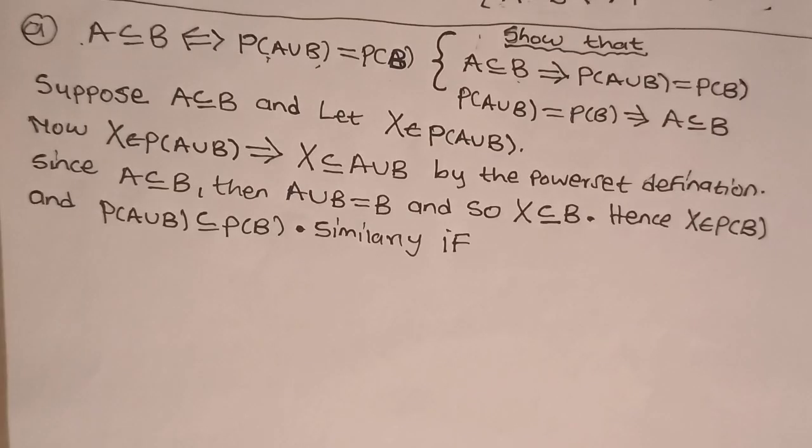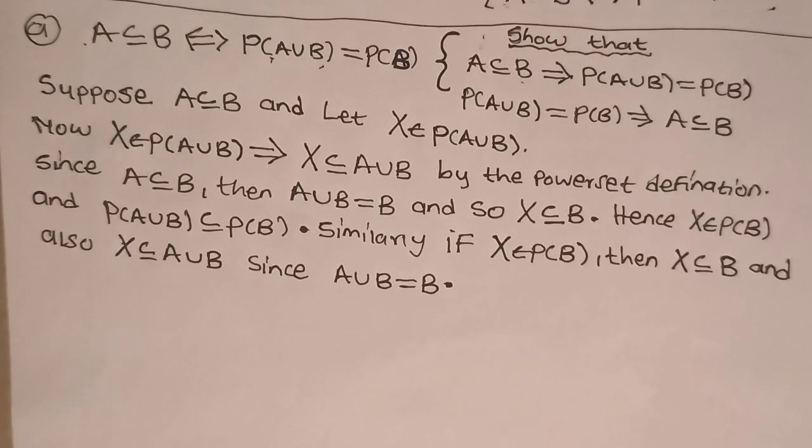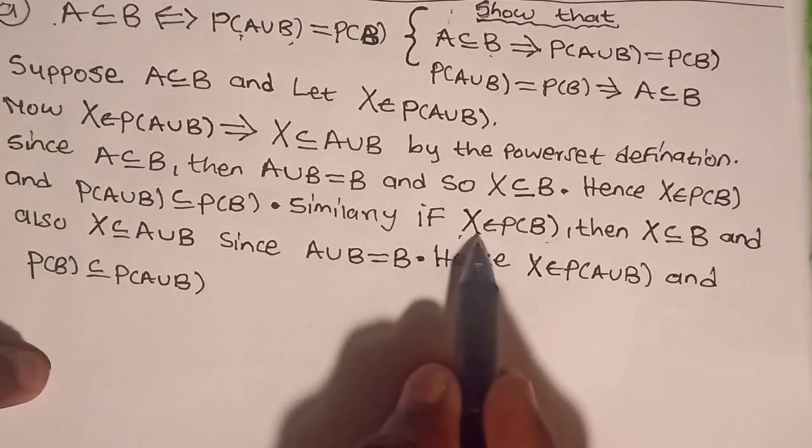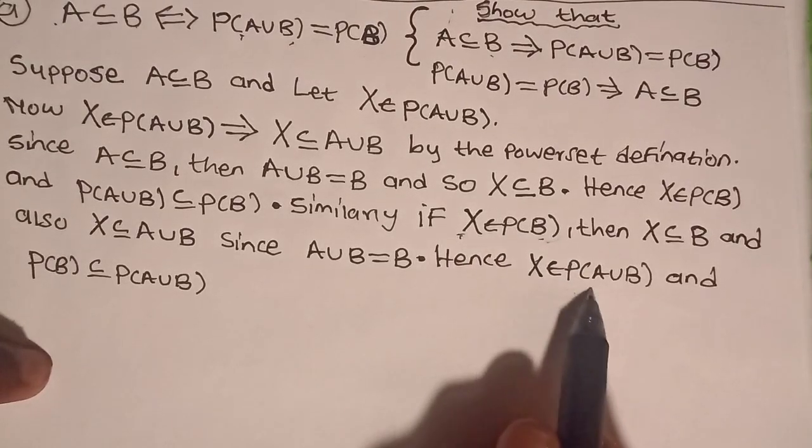Similarly, if X is an element of the power set of B, then X is a subset of B, and so it will be a subset of A union B, since we know that A union B is the same as B. Hence, X is an element of the power set of A union B. And this also implies that the power set of B is a subset of the power set of A union B, since we're able to show that if X is in the power set of B, it will be contained in the power set of A union B.